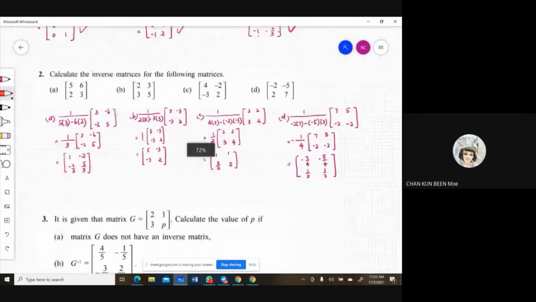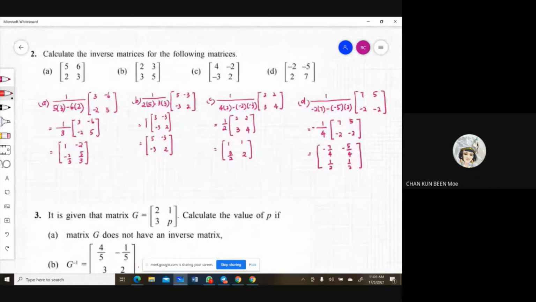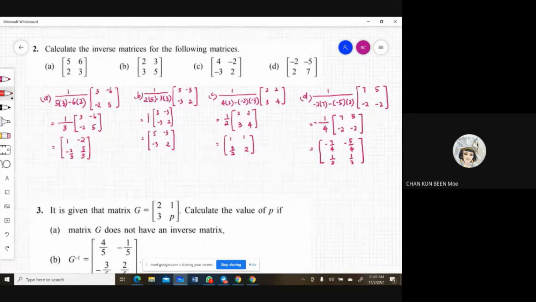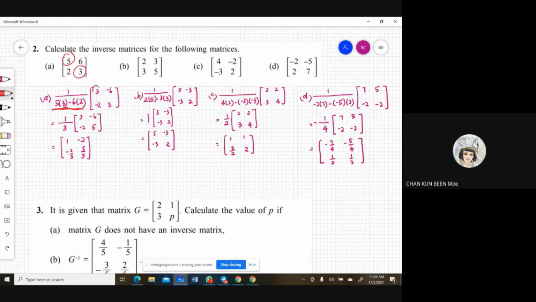Calculate the inverse matrices for the following matrices, meaning that all of them have a determinant not equal to 0. So 1 over AD minus BC. For A, you look for your part A. You exchange your 5 and 3, becomes 3, 5. Add on the negative sign for 6 and 2, becomes negative 6, negative 2. Do the calculation. So it is 1, negative 2, negative 2 over 3, 5 over 3.